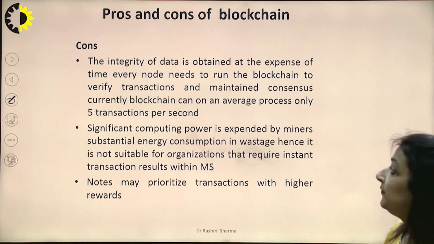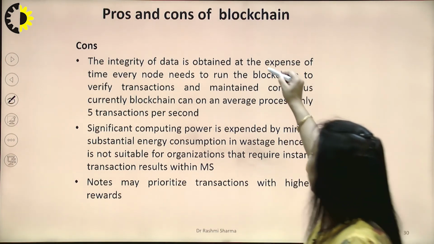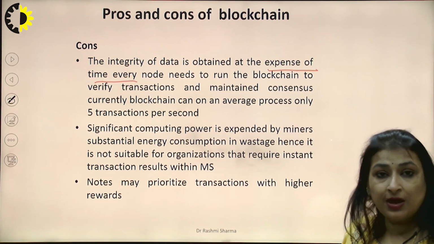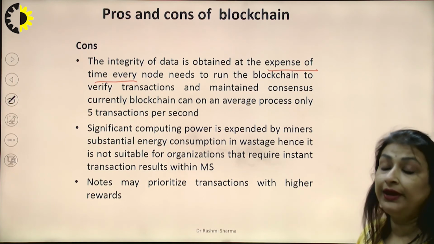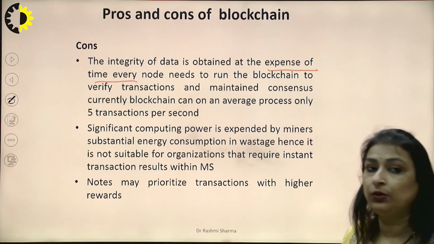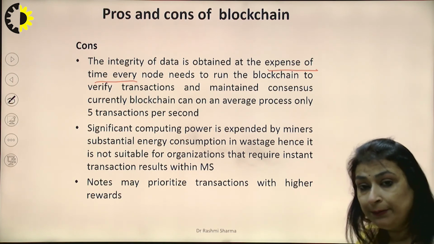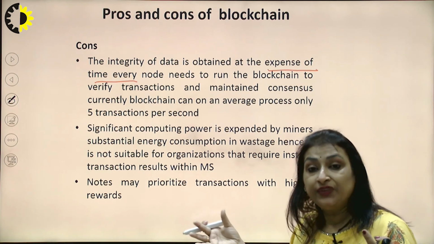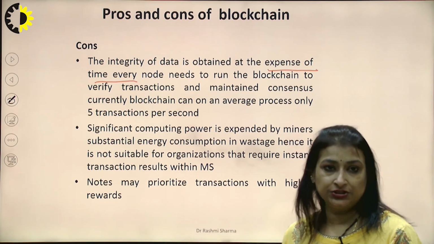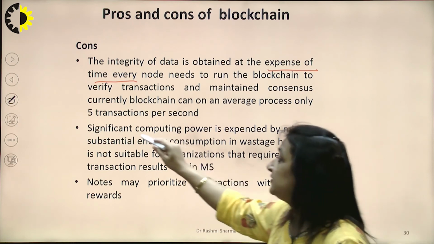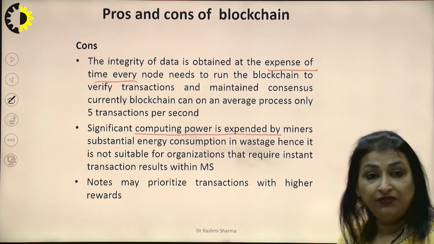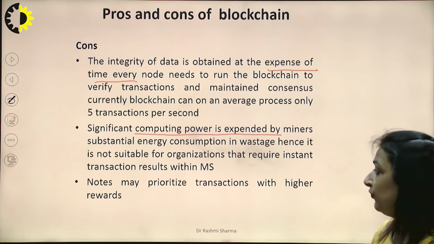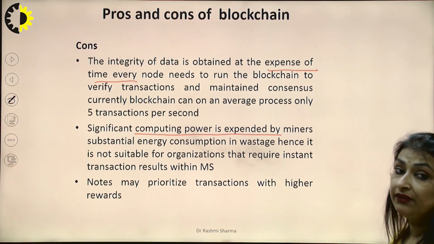But the problem is that the integrity of data is obtained at the expense of a lot of time. We have to verify each transaction. For example, in Bitcoin it takes approximately 10 minutes to create one block. We don't require milliseconds, but we require more time to generate blocks, because we are bundling multiple transactions together. We also require significant computing power for each and every miner, which, as we discussed in the last videos, generates global warming. And we have to prioritize transactions and give rewards for that.